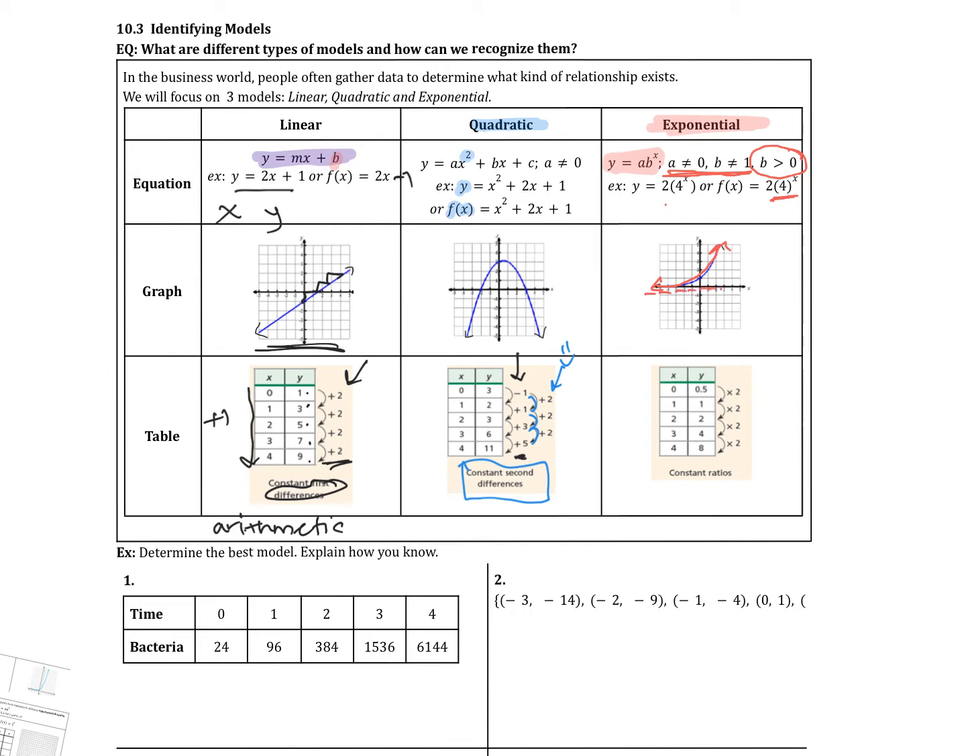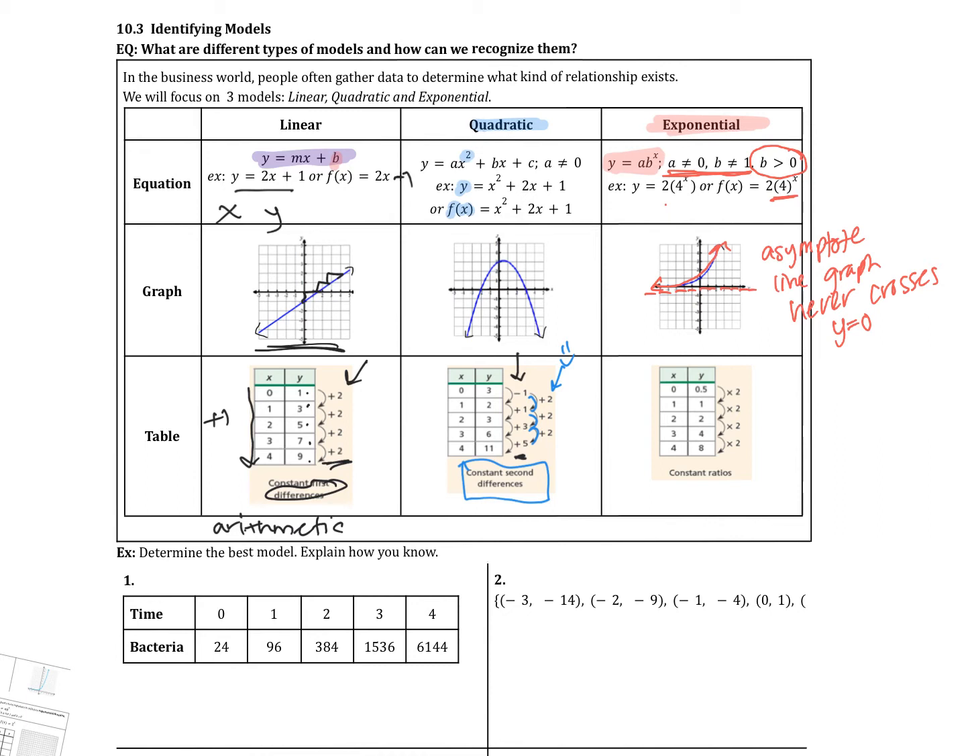Another thing that's really unique that we'll focus on in 10.4 is that every exponential function has what we call an asymptote. And an asymptote is a line that the graph never crosses. And in this class, we're pretty much always going to be looking at exponential functions that have an asymptote at the line y equals 0.